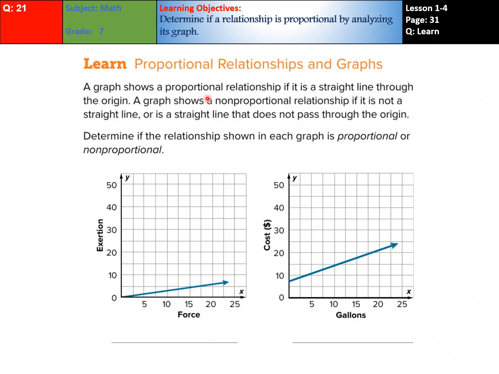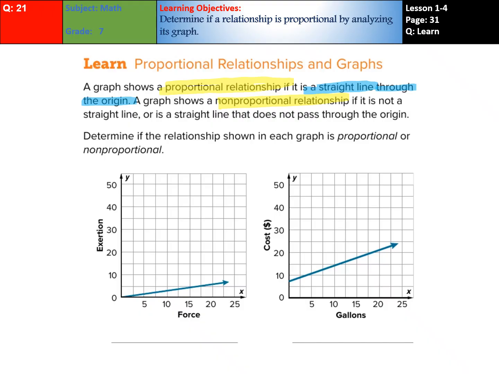A graph shows a proportional relationship if it is a straight line through the origin. There are two properties that should be true at the same time to show a proportional relationship. What are the two properties? Number one, it should be a straight line. Number two, it should go through the origin. A graph is non-proportional if it is not a straight line, or is a straight line that does not pass through the origin.